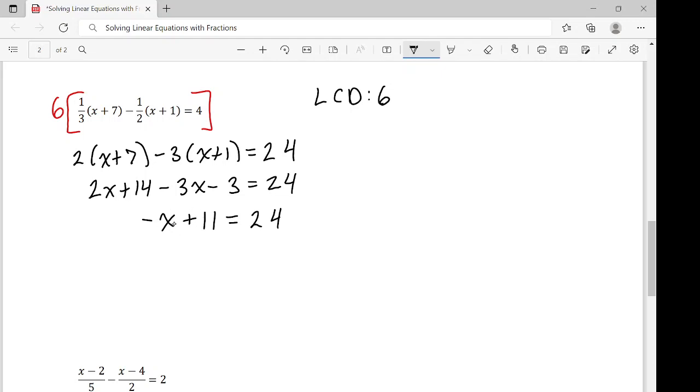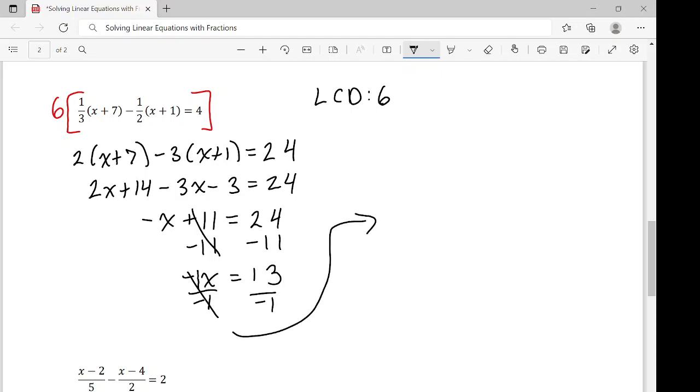Now I have all the x's to one side, so I'm going to move the 11 over here by subtracting it. Cancels out there, so negative x equals 13. And because I have a negative here, I want to make my x positive, so it's understood to be a negative 1, so I'm going to divide by negative 1 here. So the negative 1's cancel, and I'm going to end up getting x equals negative 13 as my solution to this equation.